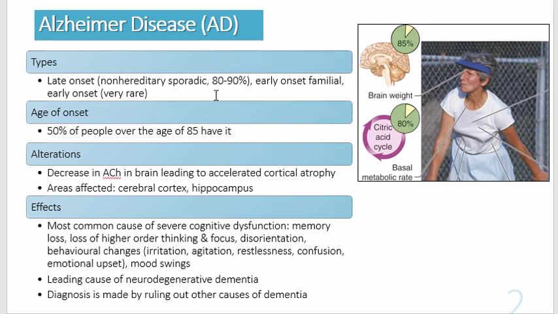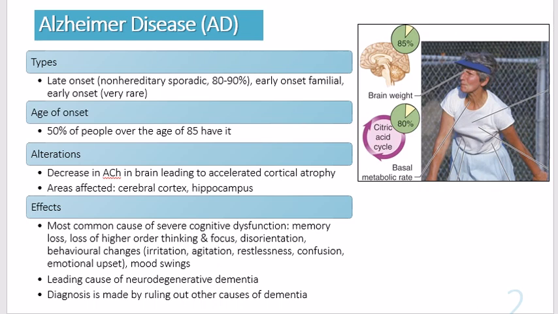The changes that occur in Alzheimer's disease include a decrease in acetylcholine in the brain, which leads to shrinking of the cerebral cortex, or what we would call accelerated cortical atrophy. So brain weight loss is greater in people with Alzheimer's disease when you compare to that of normal aging. In addition to the cerebral cortex being affected, we also have the hippocampus that is impacted. These areas are mainly involved in memory, thinking, and overall cognitive function.